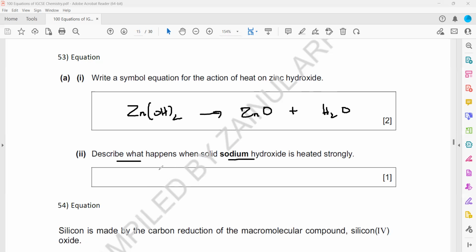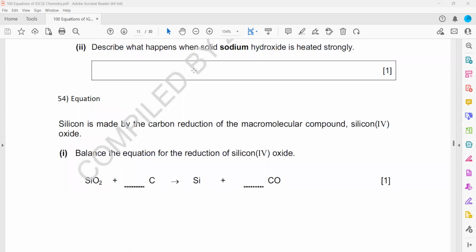Describe what happens to sodium hydroxide. If I have sodium hydroxide, will it change? No reaction, no visible change, it does not decompose, because sodium and potassium hydroxide are stable to heat and do not decompose on heating. But nitrate can be heated to nitrite and oxygen.